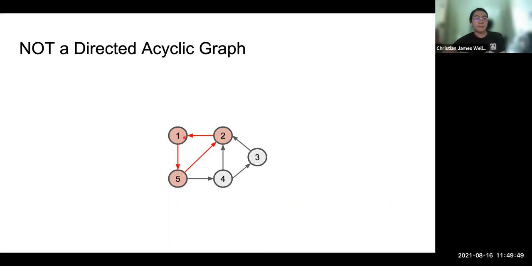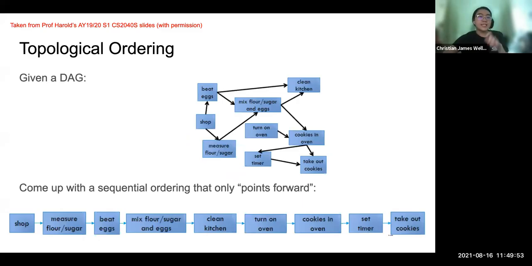This is one type of graph that can be useful. Next thing is topological ordering. Given a DAG, like this DAG over here, the problem of topological ordering is coming up with a sequential ordering that only points forwards. Like, you must first do shopping before you can beat eggs or measure flour or sugar, right? So this is what I mean by only pointing forwards. If you draw all the edges, they only point forward. There's nothing that points backwards.